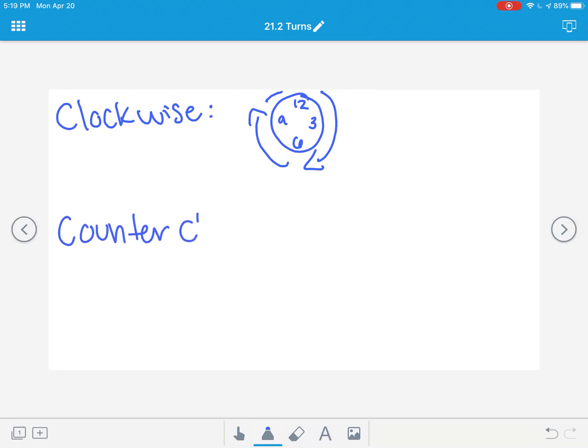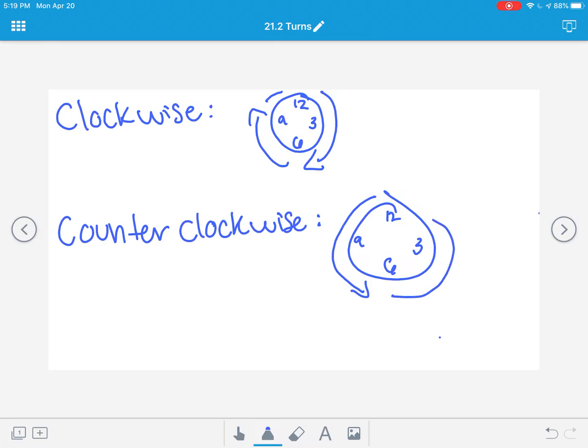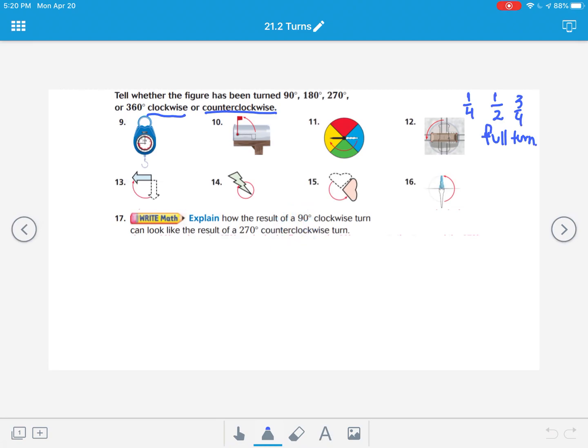Counterclockwise, long word there, counterclockwise means the opposite direction of a clock. So think of a clock starting at 12. Counterclockwise would be the opposite way. So that means it goes around the clock backwards. 12, 11, 10, 9, 8, 7, 6, 5, 4, 3, 2, 1, and then back up to 12. So counterclockwise means it's opposite of the way a clock turns. Clockwise means it's the same way a clock turns. Okay? So now that we have that in our notes, let's solve these problems.